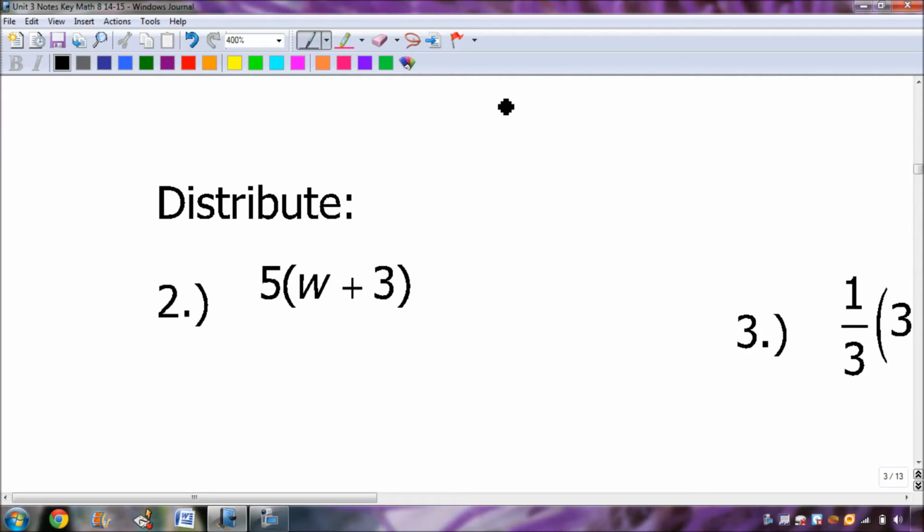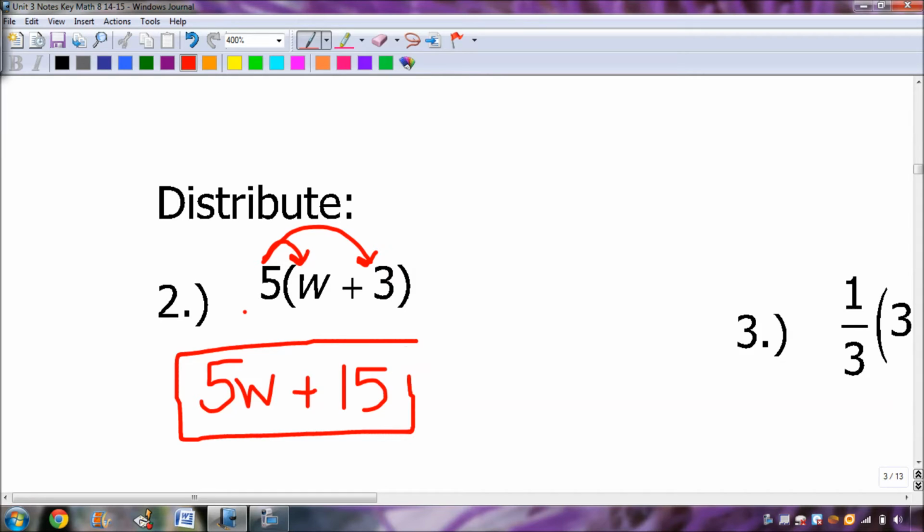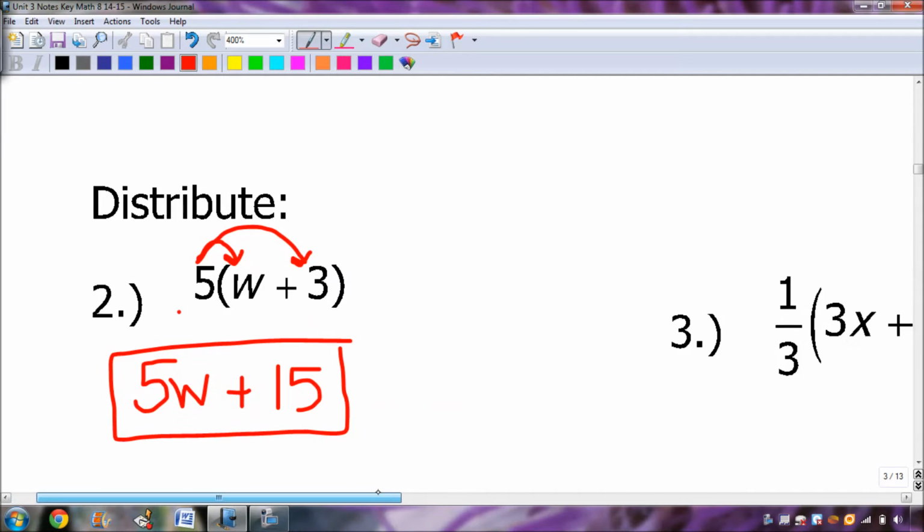All right, now we're going to distribute, which is review from last year. All I have to do is take the number on the outside of my parentheses and make sure that I multiply it through to everybody on the inside of my parentheses. So this 5 is on the outside. I'm going to multiply it by the w, and I'm also going to multiply it by the 3. So 5 times w would be 5w, right? If you have 5 sets of w, you've got 5w. And then 5 times 3 is 15. So these are my terms after I distribute 5.